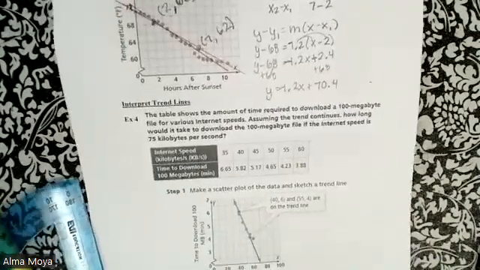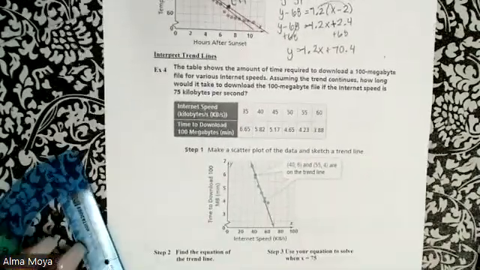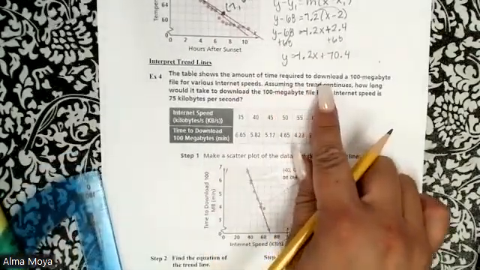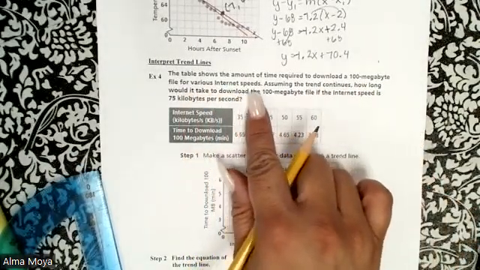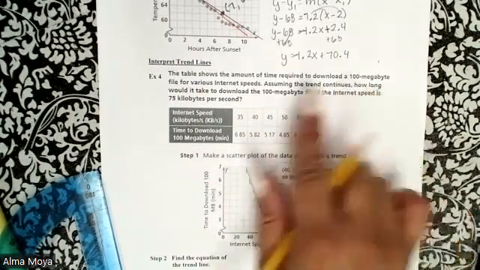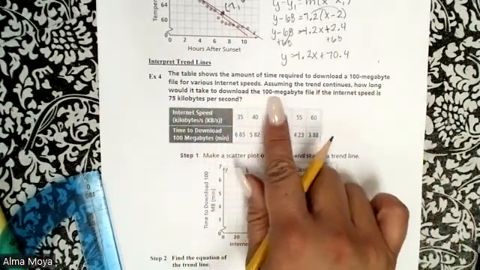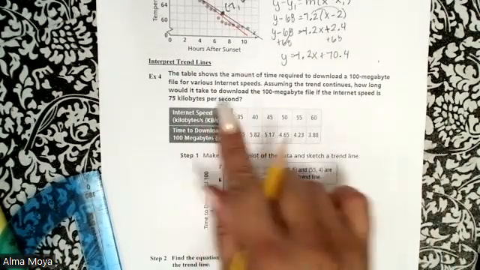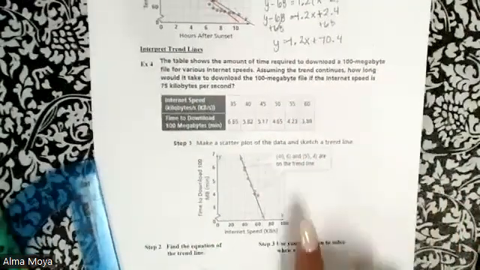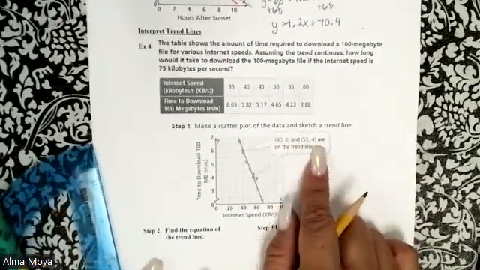All right, interpreting trend lines. The data shows the amount of time required to download a 100 megabyte file for various internet speeds. Assuming the trend continues, how long would it take to download the 100 megabyte file if the internet speed is 75 kilobytes per second? So right here, we're going to pick those 2 points.